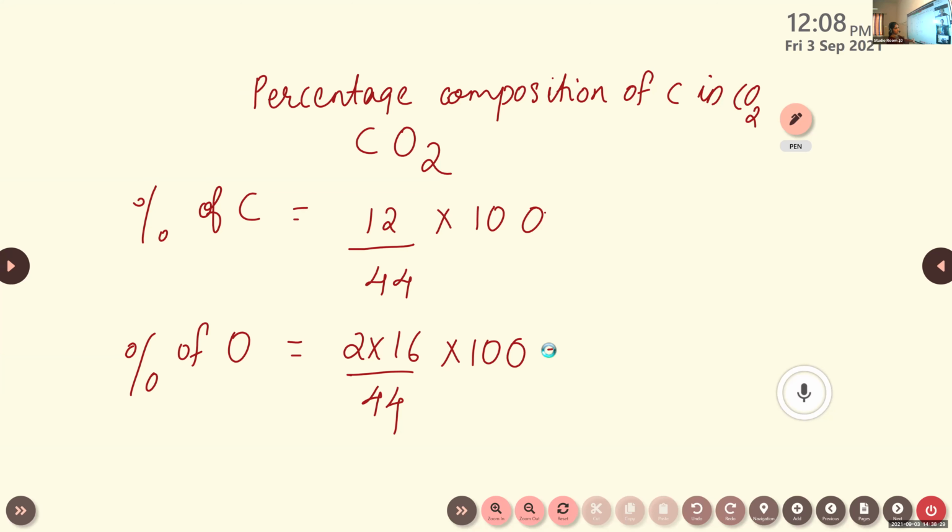Clear, children? Method of finding percentage composition, molecular mass, then the problems related to mole concept and molar masses. These are more important. This is clear? Shall I move to the second chapter?